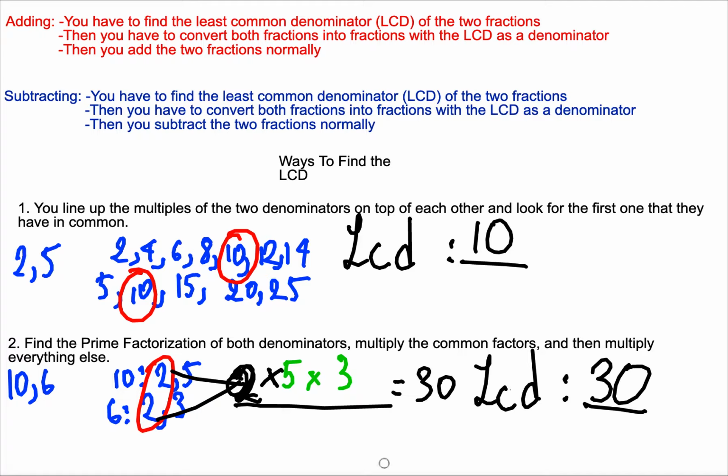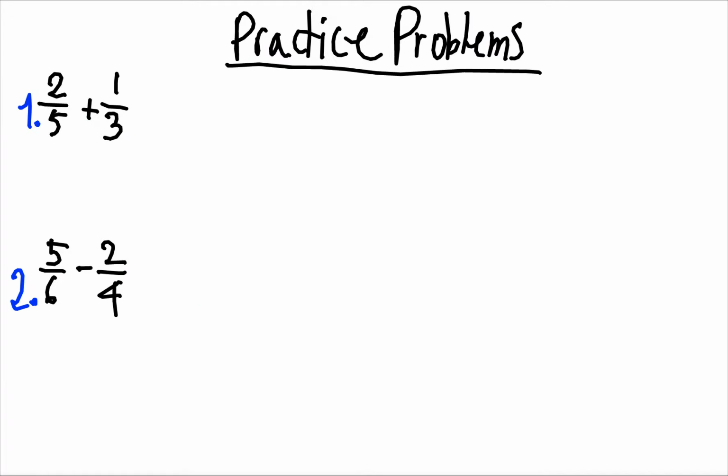Now, let's do some practice problems. Here are some practice problems. We have one with addition and one with subtraction. I will demonstrate both methods that we learned about to find the least common denominator. This first one, I will use the first method. We have 2/5 and 1/3, which means our two denominators are 3 and 5. Let's list out their multiples.